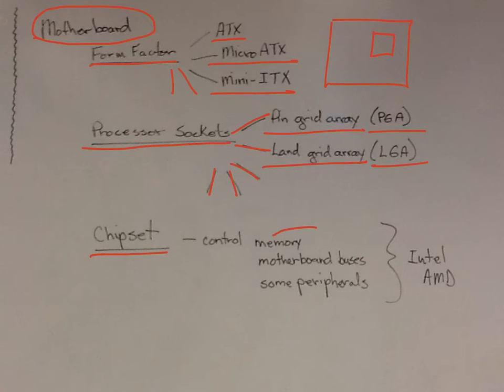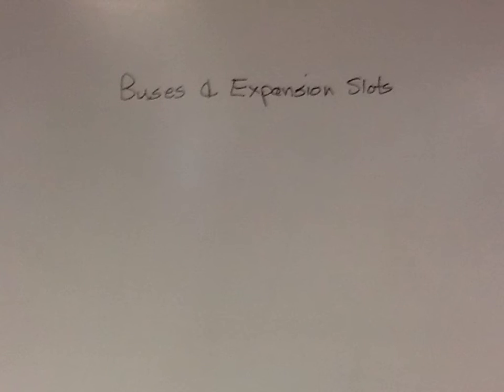So what form factor, and then place the socket, put the processor, and then a chipset. And that's going to control memory, the buses, and some peripherals. Basically 2 companies make these chipsets. And then that's where we start talking about the North Bridge and South Bridge, a few other things. We also mentioned we have buses and expansion slots.